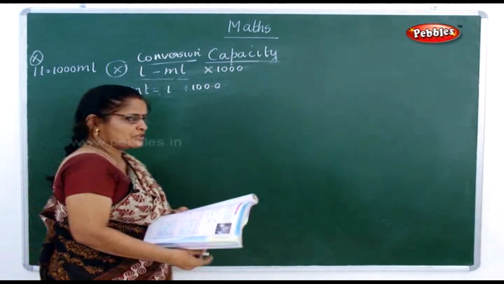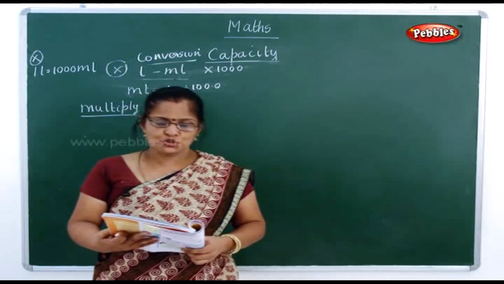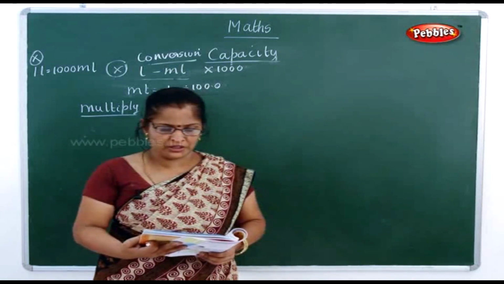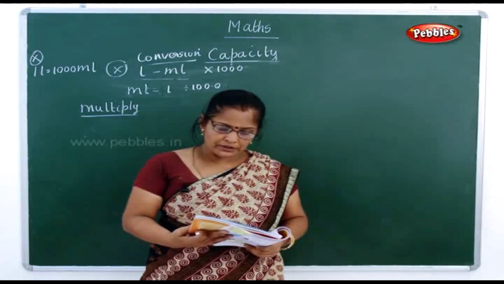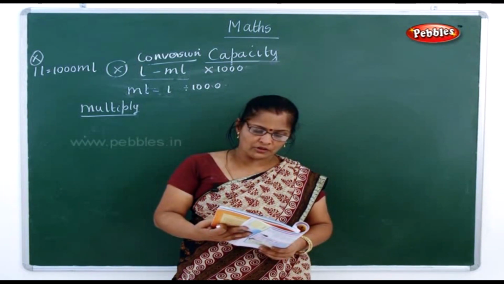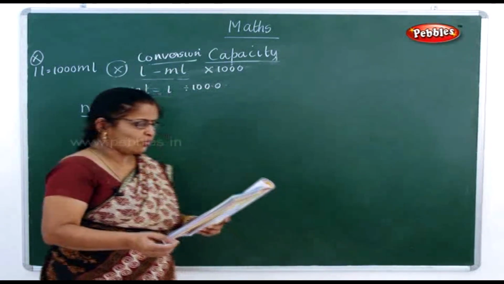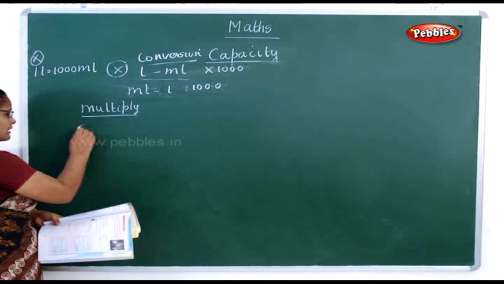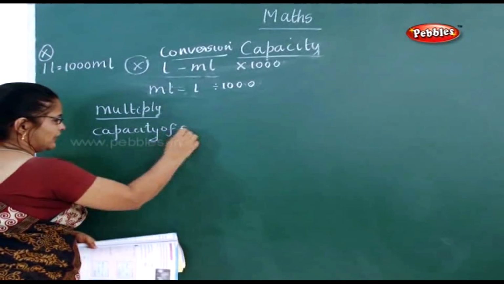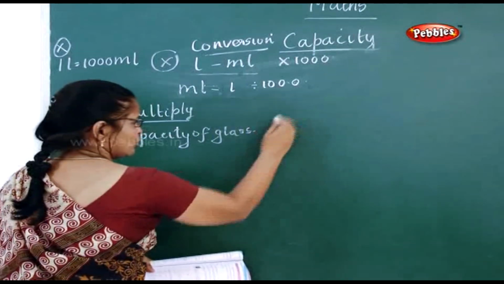See, in multiplication, there is a small statement problem given in your book. John drinks a glass of milk both in the morning and evening. The glass can hold 200 ml of milk. Find the quantity of milk he drinks per day. So, now what is the capacity of the glass? It can hold 200 ml. Is it clear?